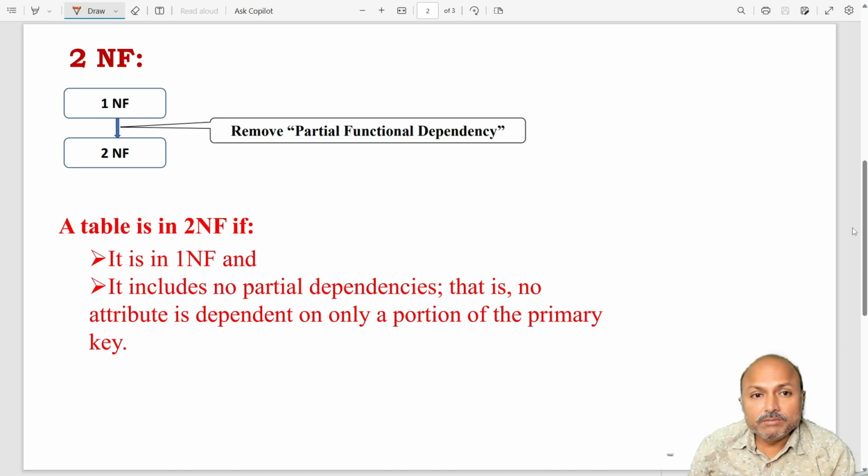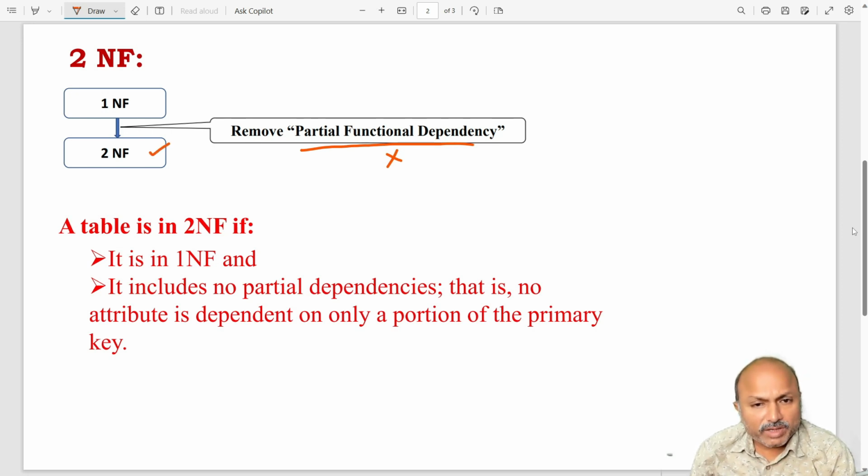For second normal form, first the relation must be in the first normal form, and we have to check whether there is any partial functional dependency. If it has partial functional dependency, we need to remove it. Then only it will be converted into second normal form. So what we need to do? We need to remove the partial functional dependency from the first normal form. Then you will get the second normal form.